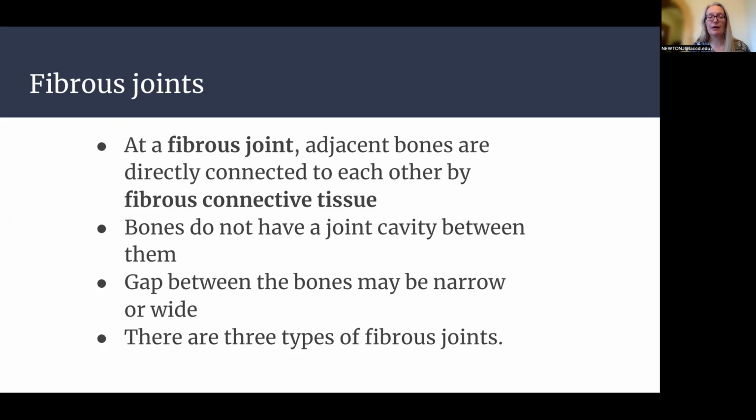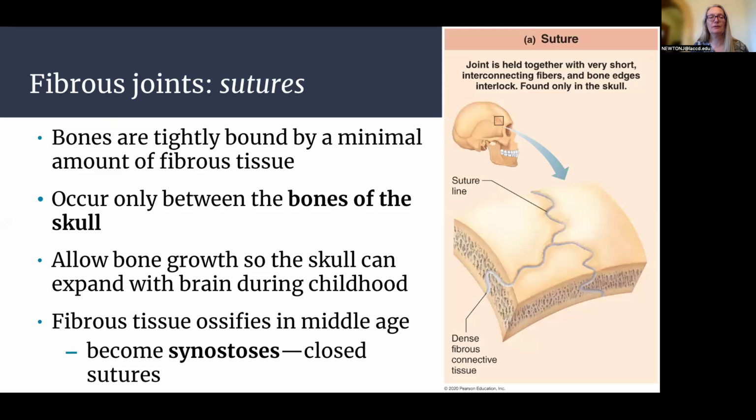The bones in a fibrous joint do not have a joint cavity between them. And the gap between the bones making the fibrous joint can sometimes be quite narrow. Sometimes it can be wider, and those fibers are a little bit longer. And it's these differences that lead to there being three types of fibrous joint. So let's look at those three types in turn.